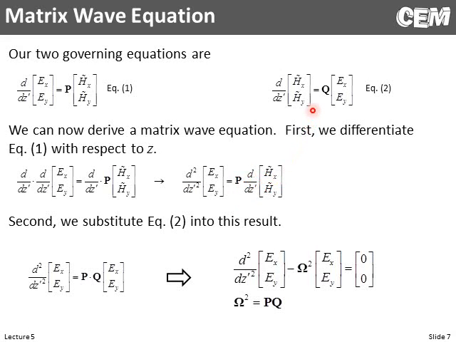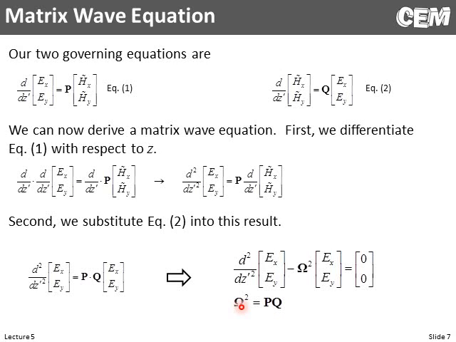Well, if we look at equation 2, we have another way of expressing the derivative of our H fields, just Q times the E fields. So in fact, we're going to replace this derivative with Q times E. When we do that, we end up with a second order matrix differential equation only in terms of the electric fields. We're going to call PQ now omega squared.